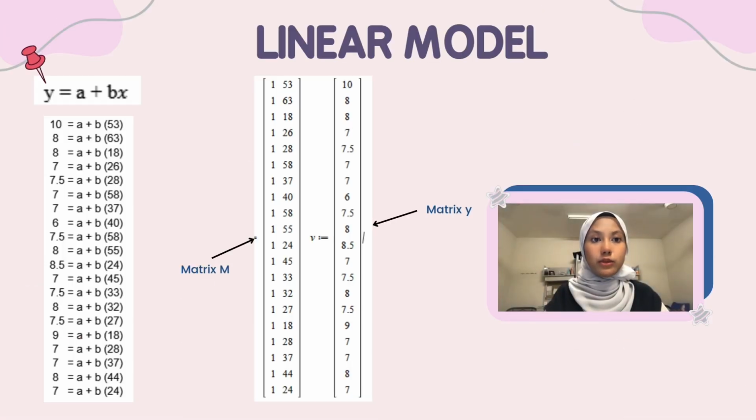Assalamualaikum. My name is Nur Fakira Akila binti Ahirushi, and I will present about the basic mathematical model, which is the linear model. As we know, the equation for the linear model is y equals a plus bx. Therefore, from the 20 data points that we have, we substitute the values of x and y into the linear equation. After that, we can set up the matrix M with the dimension 20 by 2 and y with the dimension 20 by 1.